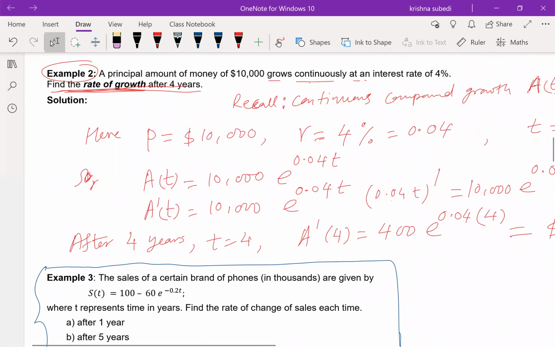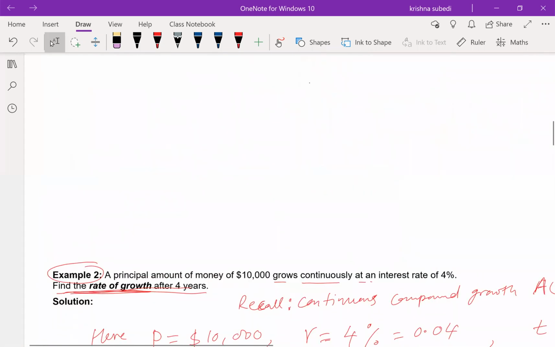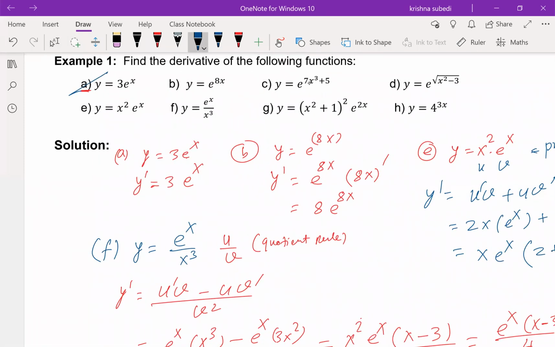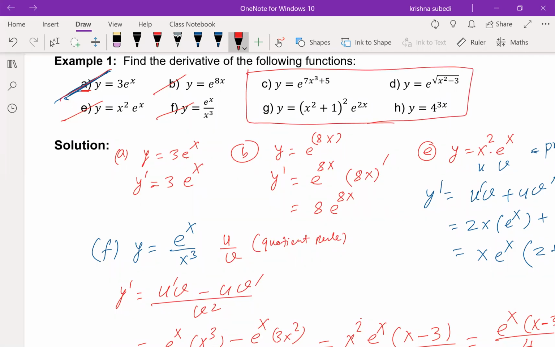Okay, now let's go to this one. I think we have done a few of those. A is done. B is done. E is done. F is done. So you are left with these ones here. H is also done. Thank you. So you will be working on these 3, and then example number 3.